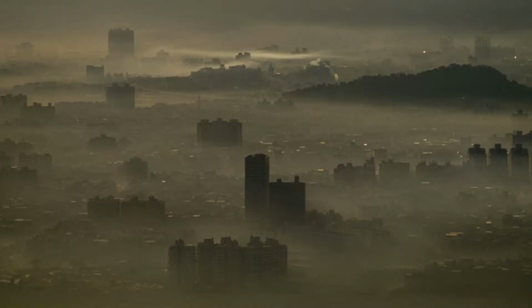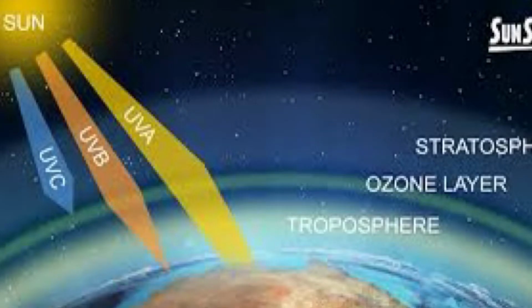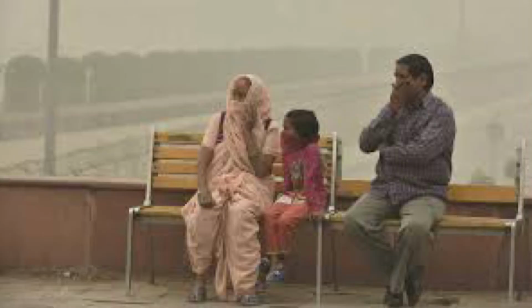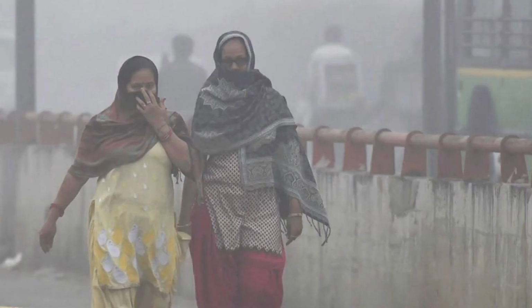This smog can be helpful or harmful. The smog layer high up in the atmosphere protects us from the sun's dangerous ultraviolet radiation. But when the smog is close to the ground, it is bad for human health. Smog can damage lung tissue and it is absolutely dangerous to people with respiratory illness like asthma. It can also cause itchy and burning eyes.